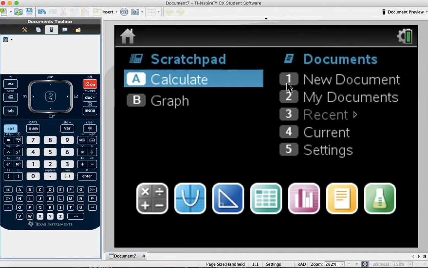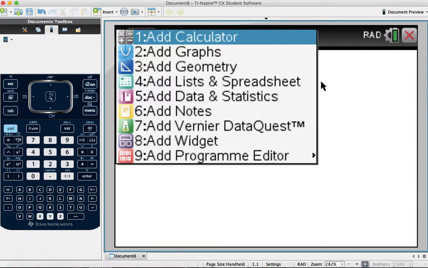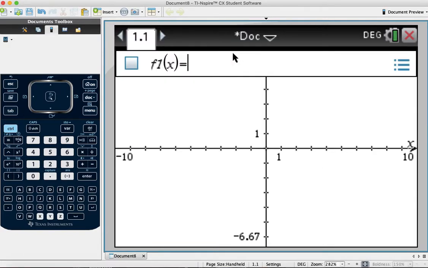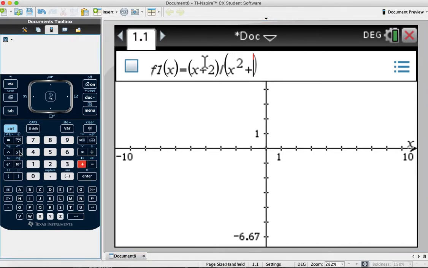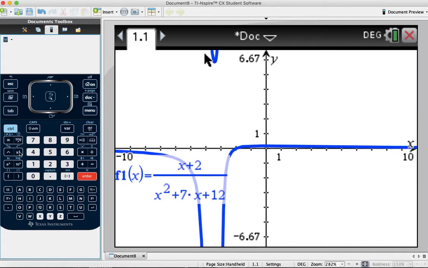So go to On, New Document, Graphs, and let's start typing in the function. So we have (x plus 2) close brackets divided by x squared plus 7x plus 12. Enter.